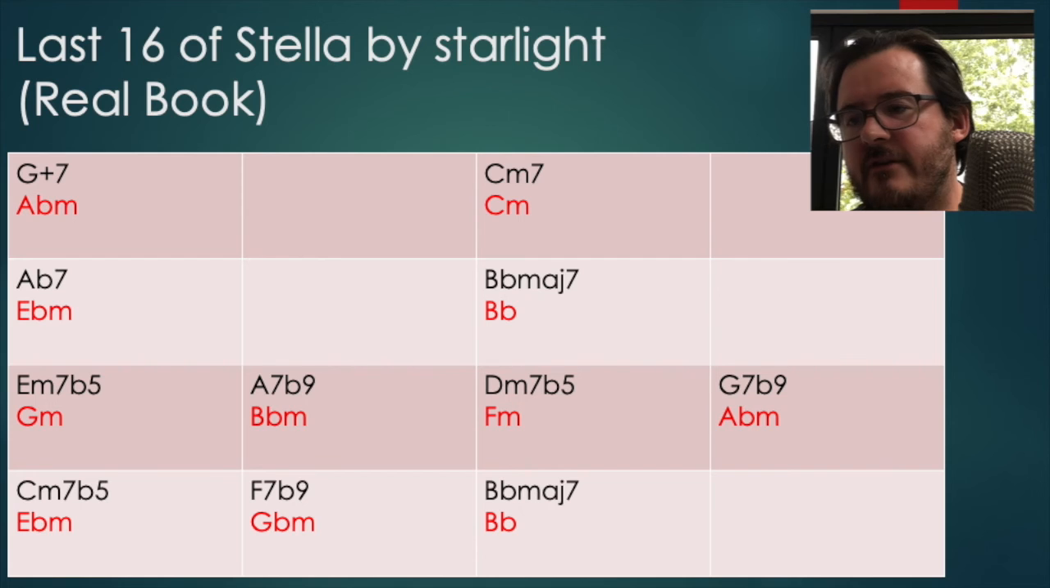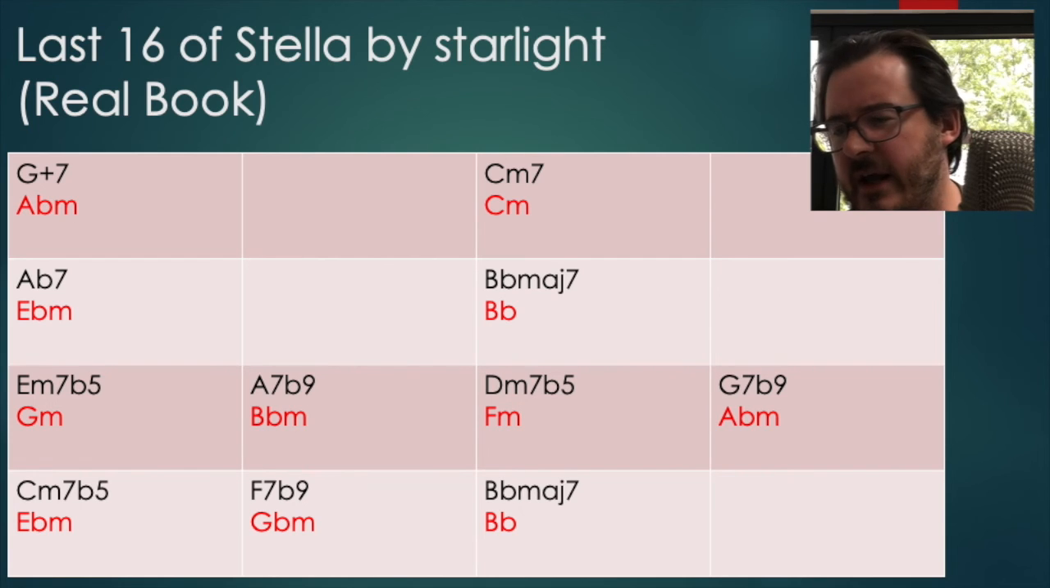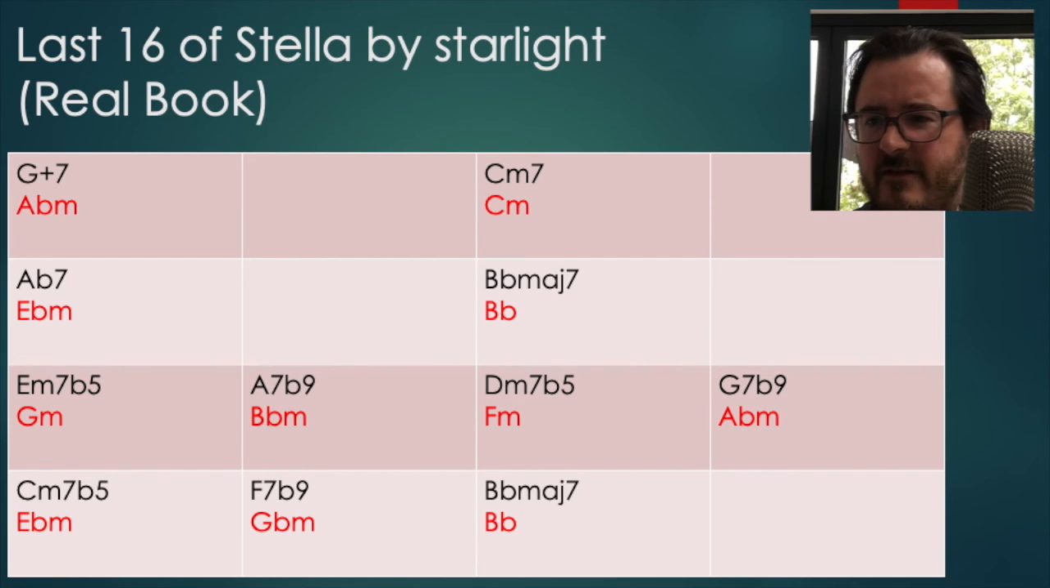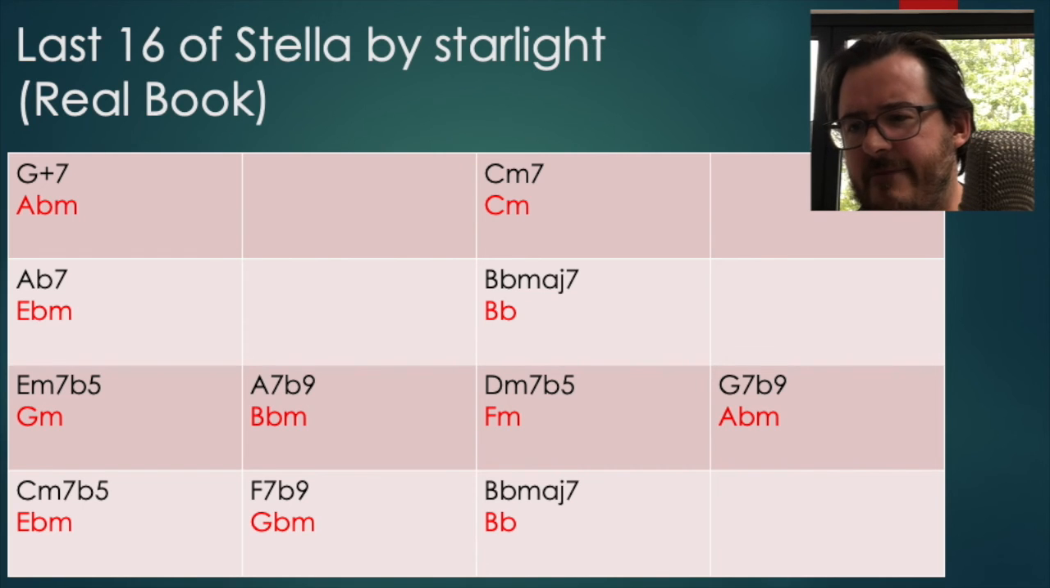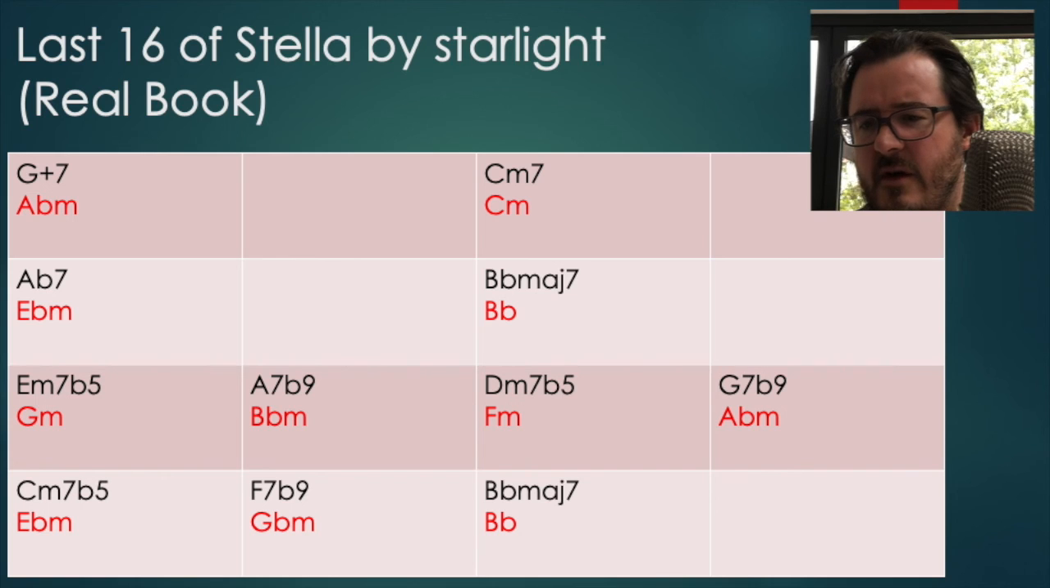And the C minor 7 stays as it is. It's just C minor. We're going to get rid of the 7 and just do whatever C minor stuff we feel like. And then A flat 7 relates to E flat minor. It's that 2-5 relationship again, or Lydian dominant if you like. B flat major 7 goes to B flat. E minor 7 goes to G minor as before. A7 goes to B flat minor. And then we're just down in whole steps, right?